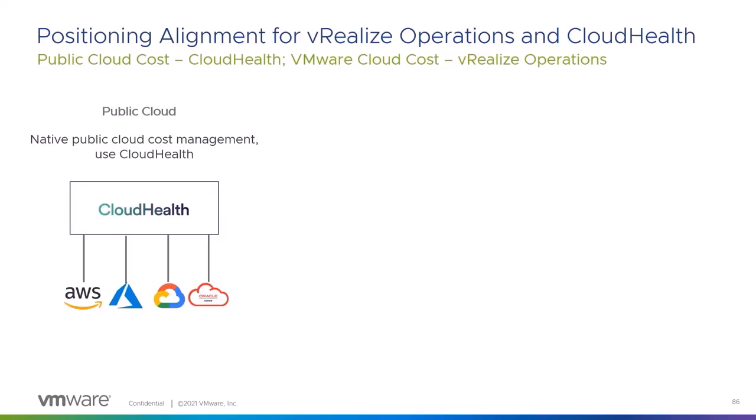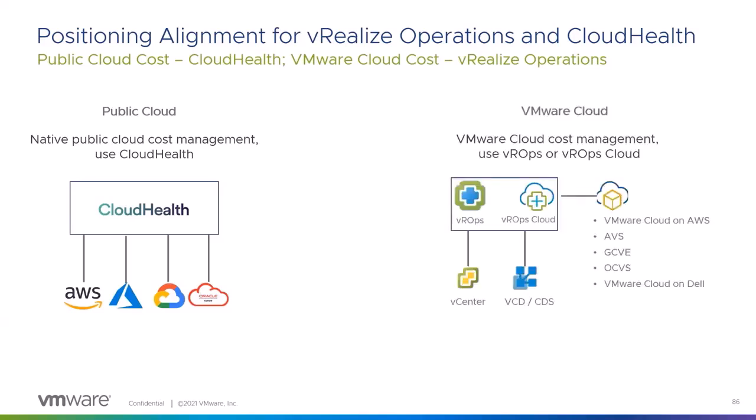So if you are using public cloud, you have to have CloudHealth in order to look at the cost of your public clouds. If you want to look at any VMware-based cloud, so that could be on-prem, VMware Cloud on AWS, AVS, GCVE, OCVS, vCloud Director, Cloud Director Service, etc. So any vSphere-based cloud, then your solution would be vRealize Operations or vRealize Operations Cloud.